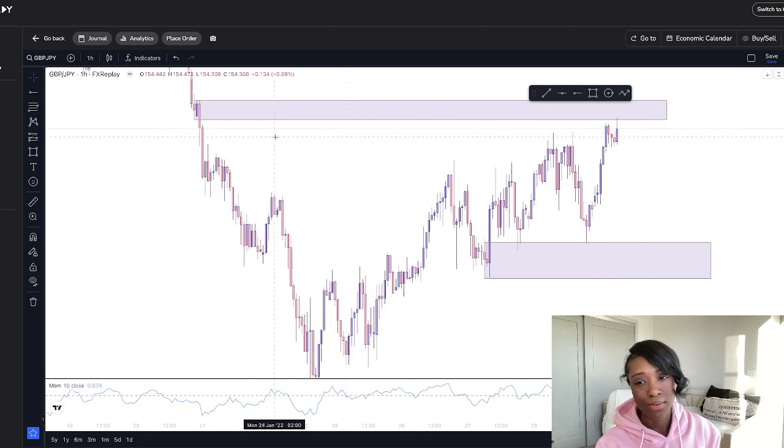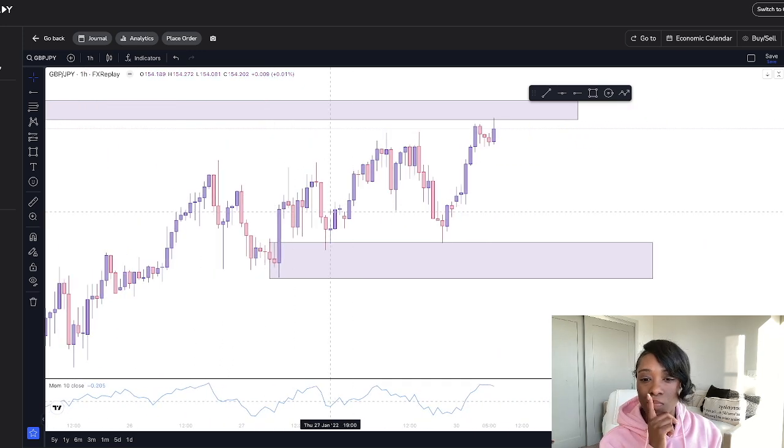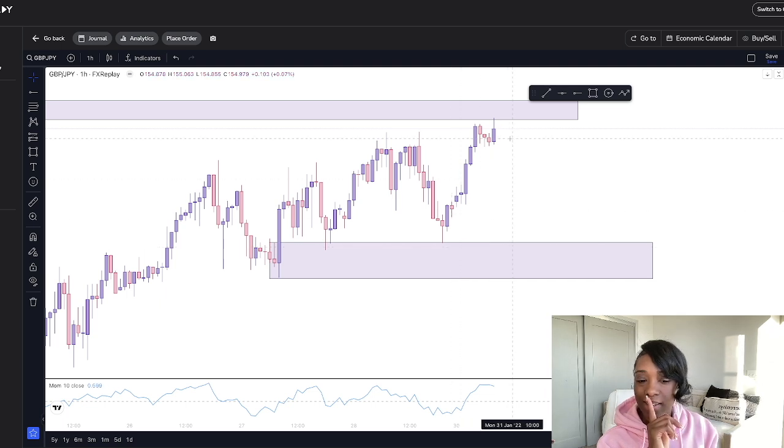I look to my left. I see what's the next zone that hasn't been tapped into. This is the next zone that hasn't been tapped into. Remember, this is our entry candle. It quite literally came back to my entry, but it didn't break below. And then it shot up.